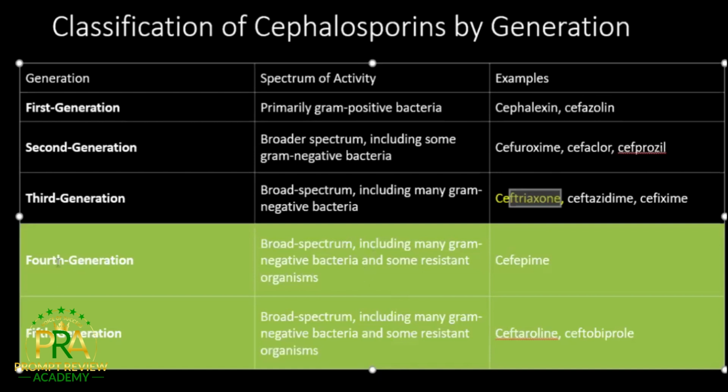So for the fourth and the fifth generation, like I emphasized, those ones are more for hospital because it's usually IM. They can use it at home, but it is IM or IV, so they have to have somebody to come and give it to them.